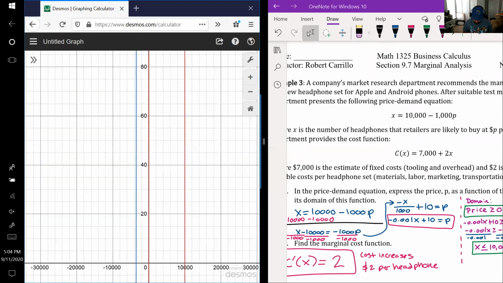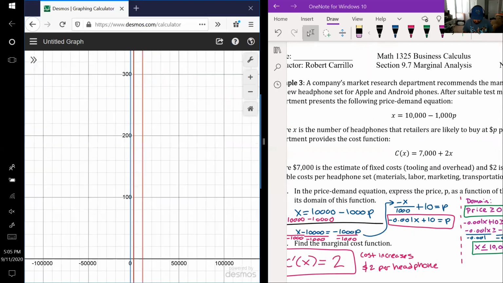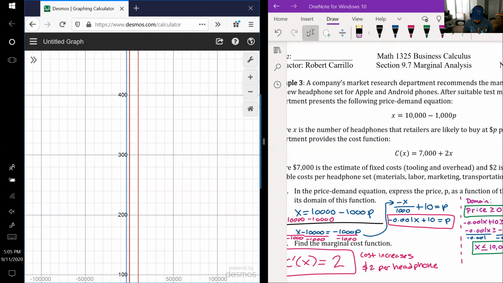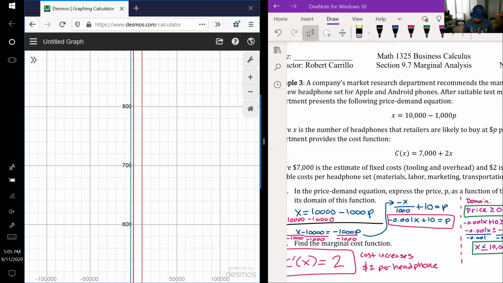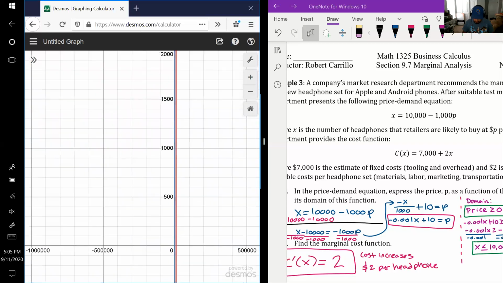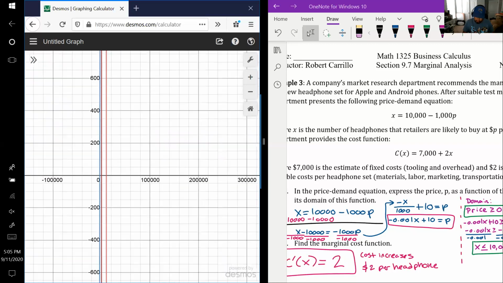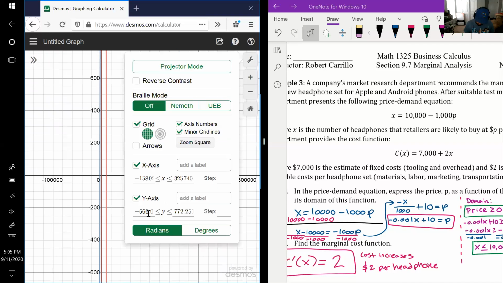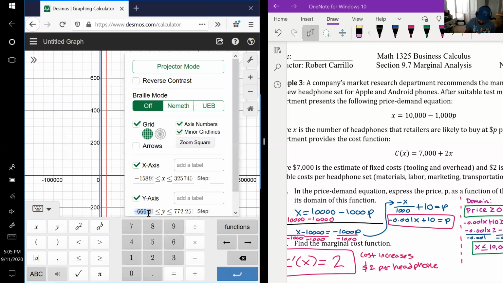How high does this function go? I might have to change up these. Let me see. Oh, yeah. Let's try. So let me change my y-axis then. Oh, look at that. That's good.